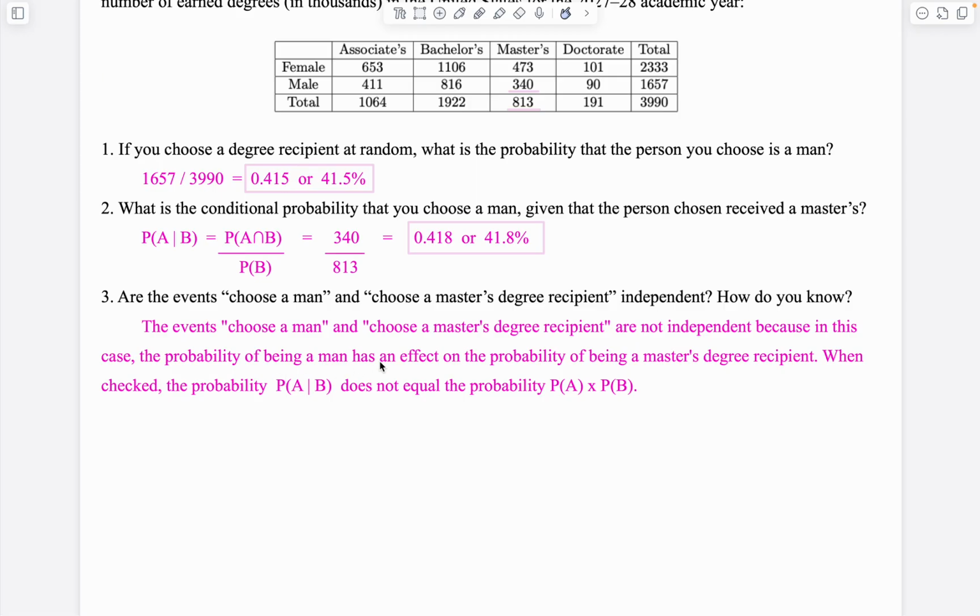Also, just looking at this, the probability of a total master's is going to be more than the probability of males receiving a master's, because that is a factor in how many people received a master's.